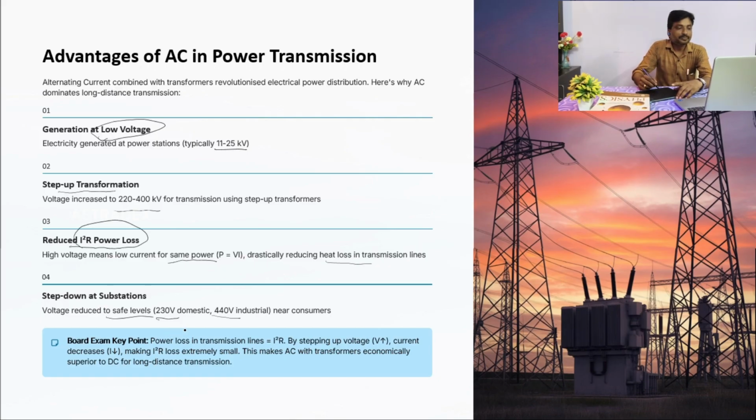Simply, the transformer power loss can be reduced by stepping up the voltage. Stepping up voltage, current will be reduced. This makes I squared R losses extremely small. That is the energy loss due to heat, due to Joule's law of heating. And this makes AC power transmission more efficient than DC power transmission.